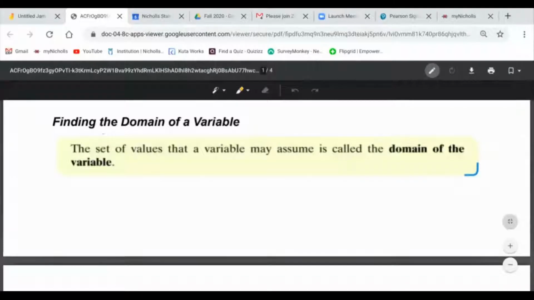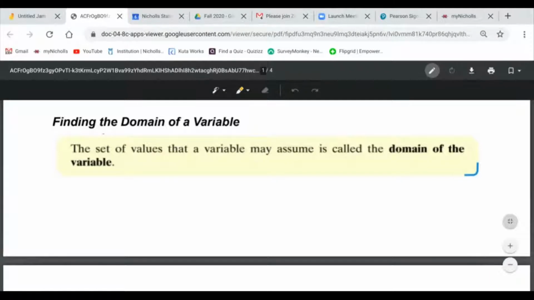Okay, in this video, we're going to talk about finding the domain of a variable. You may have heard "find the domain of this function" or something. It's a similar situation, except now we aren't just talking about functions. We're talking about any variable. The set of values that a variable may assume is called the domain of the variable. So it's a list of all the values that that variable can be.